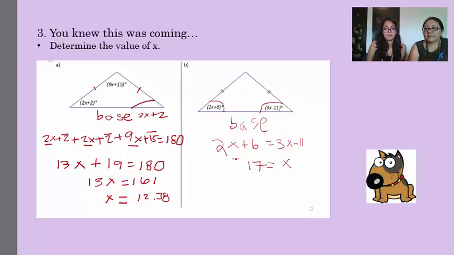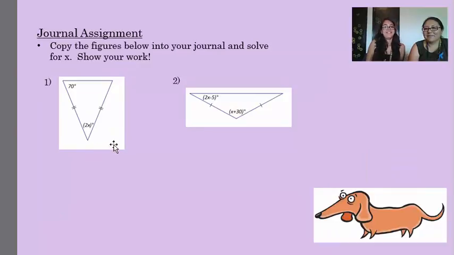Then if we add 11 to this side and 11 to this side, we'll have 17. And then if we subtract 2x from this side, it'll give you 1x. So x is 17.